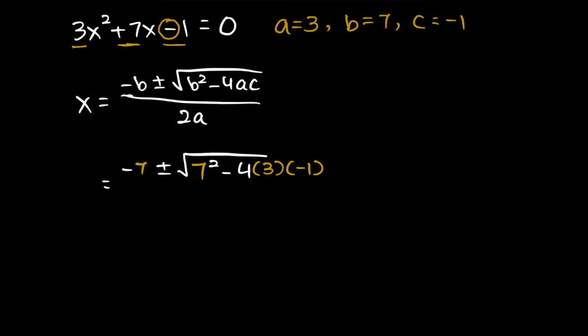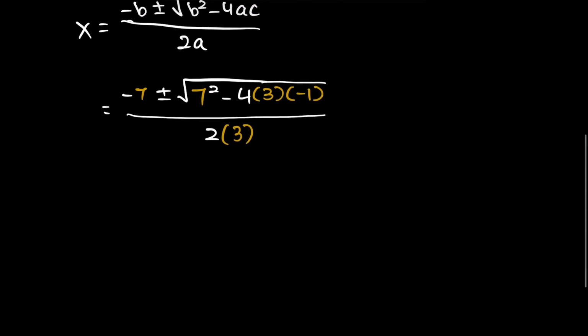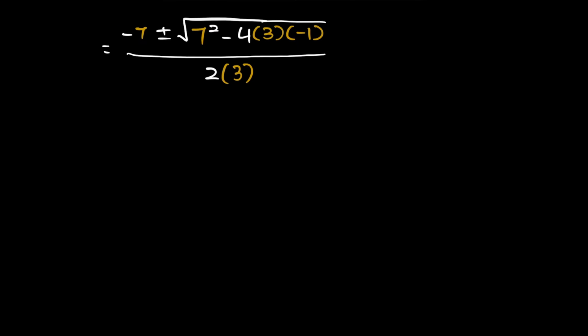Right, so we do that, and then all of that divided by 2a. What is a? A is equal to 3, so 2 times 3, just like that. So now, let us simplify what we can. Let us just multiply out whatever we can and simplify it. So negative 7, not much we can do with that, so negative 7 remains plus or minus the square root.